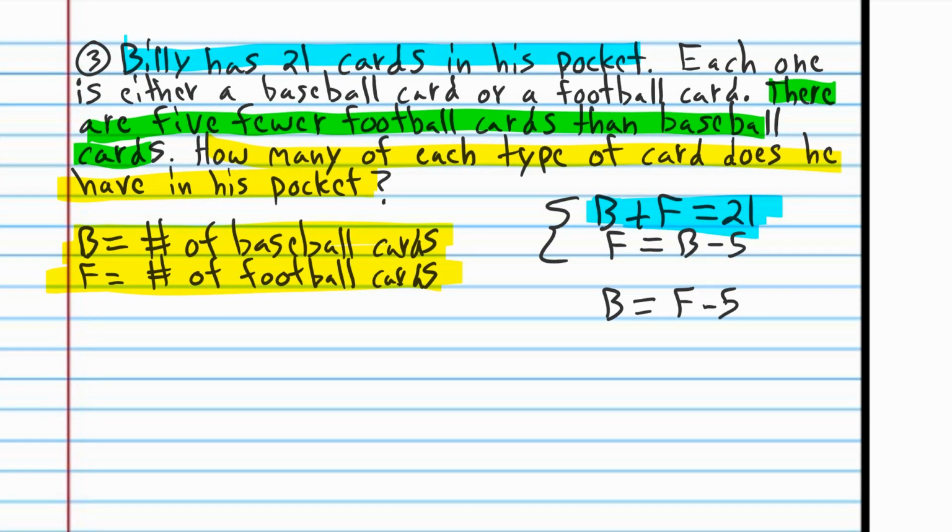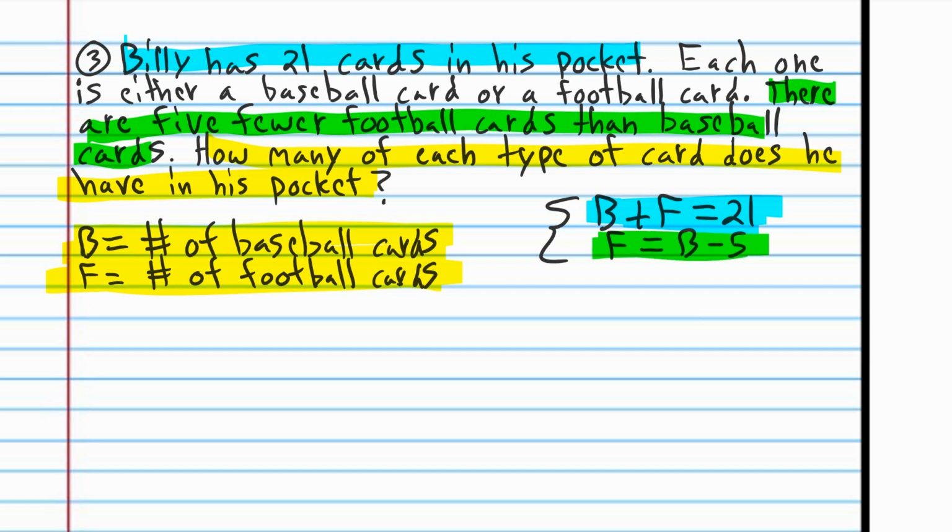it's saying that there are fewer football cards than baseball cards. So the number of football cards should be less than the number of baseball cards. So if you take the number of baseball cards and subtract 5, then you get F, which means F should be smaller. That's what the problem is saying. Again, if you made a mistake, this is probably where you would make that mistake. All right, so that's the hard part there, making that equation.